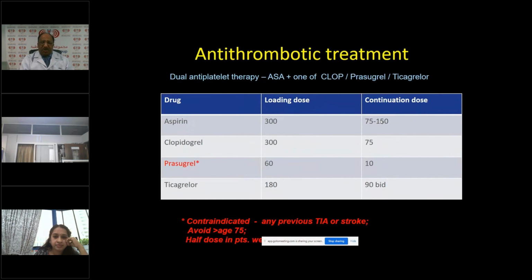Now, this is most important. You have to give dual antiplatelets, aspirin loading, clopidogrel, prasugrel, or ticagrelor loading. Clopidogrel is still considered as the standard, but in the European guidelines, it has been given a little lower position now. So either clopidogrel or ticagrelor can be given. Prasugrel is not available, I believe, in this country.